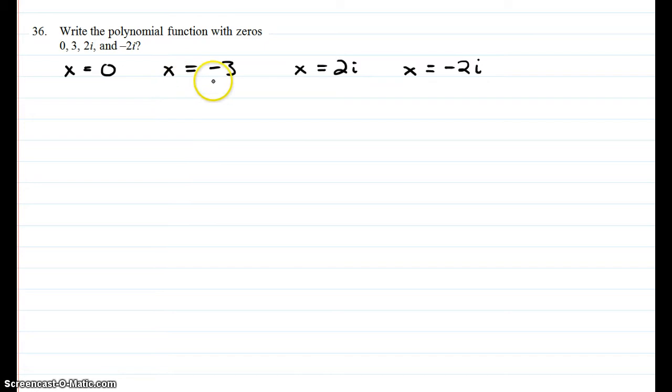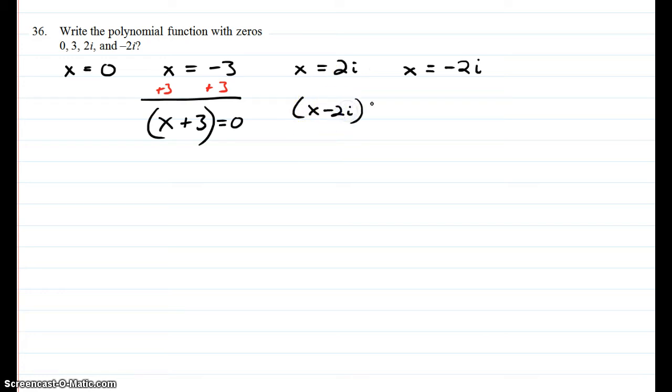But here, if I add 3 to both sides, we get x plus 3 equals 0. And so that kind of shows why negative 3 is our zero. Now this is the factor we're going to use. And so you can kind of see what's going to happen over here. We're going to subtract 2i, and we're going to have a factor of x minus 2i. Here we'll add 2i and get a factor of x plus 2i.